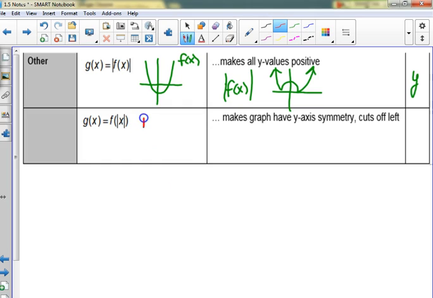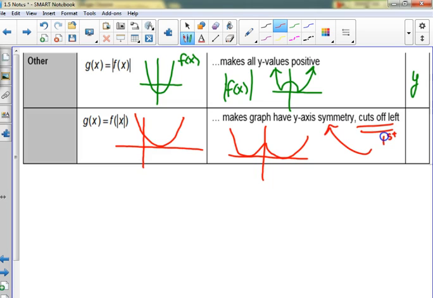All right, this graph, this time I'm going to slide it over here a little bit. This time when you put anything in, it immediately becomes positive. So what happens is you cut off the left first, and then you make the graph have y-axis symmetry. And it changes x values.